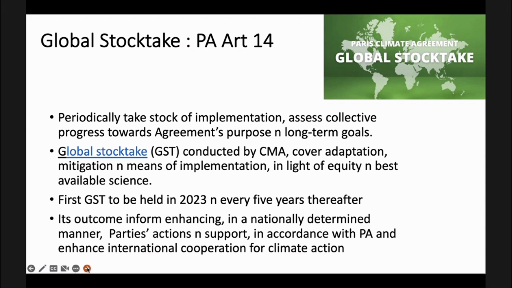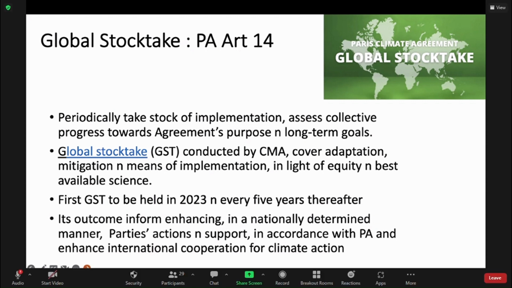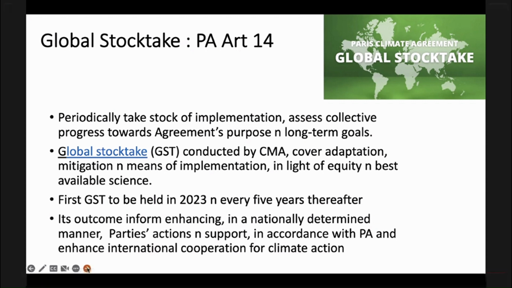This is the year for the first GST, and there's a fair amount of multiple views, but hopefully this will get resolved, and COP28 will help us grapple with and understand what the global stocktake shows and the need to improve and accelerate action. One will be held every 5 years thereafter. Its outcome is to inform and enhance, in a nationally determined manner, actions to be taken in accordance with the Paris Agreement and international action.